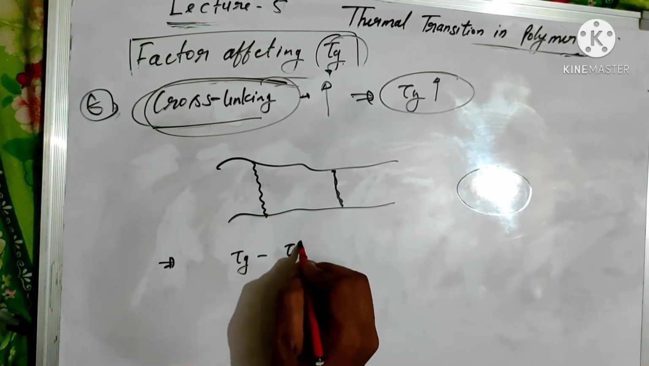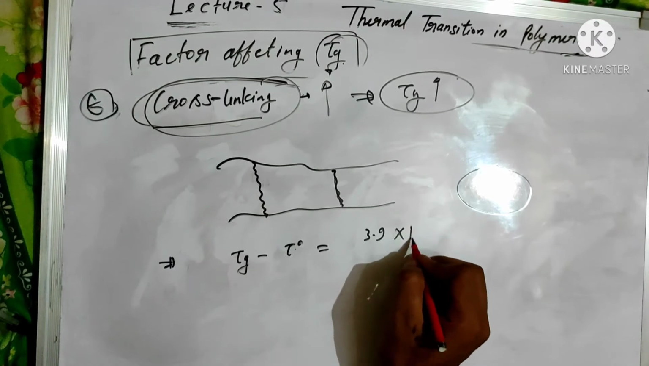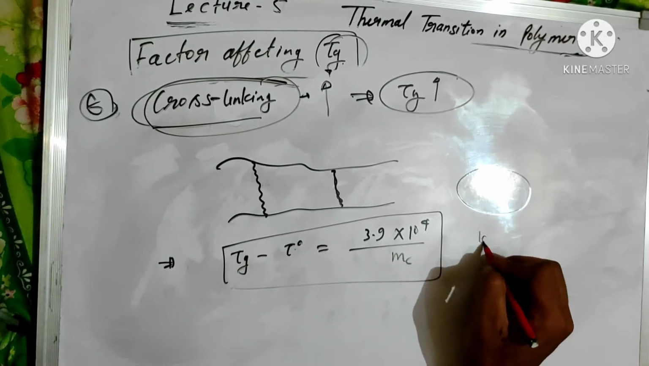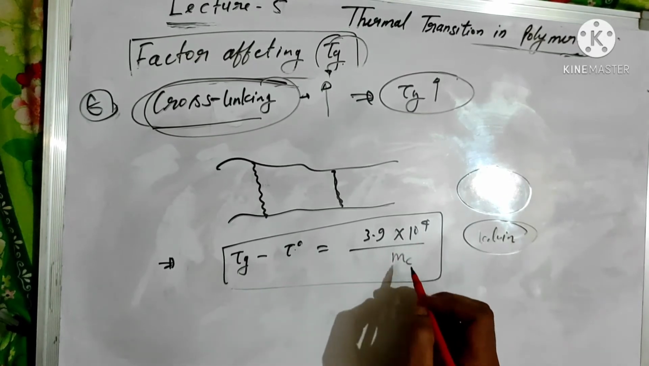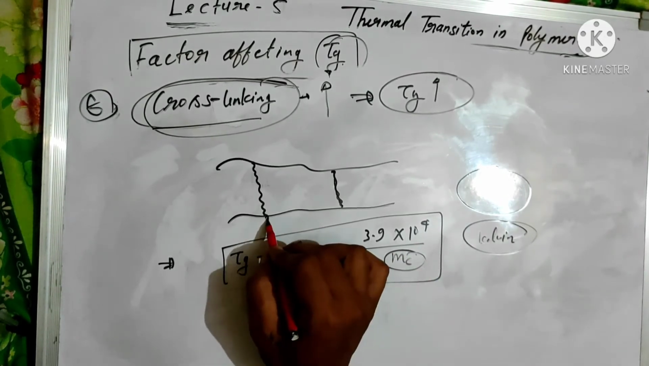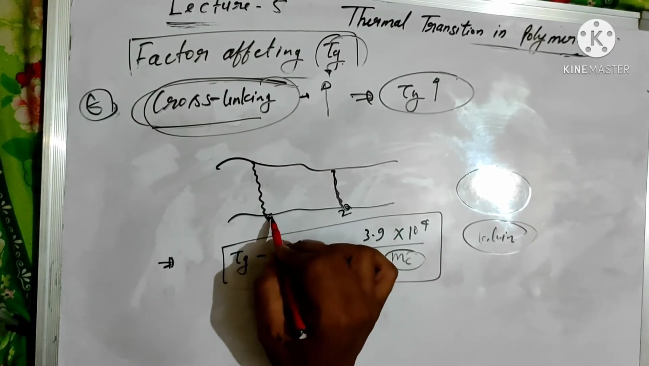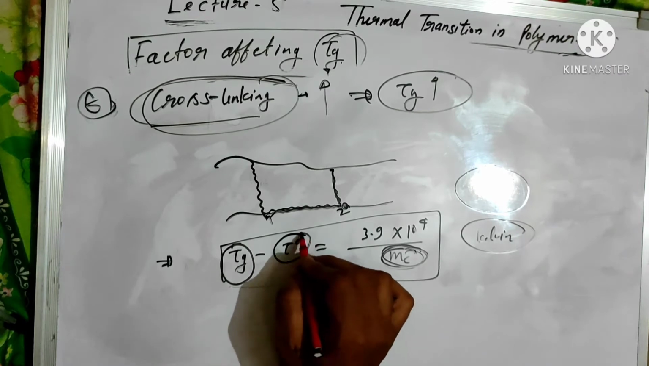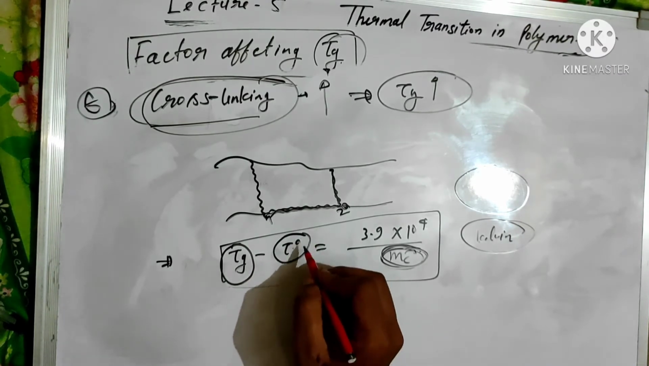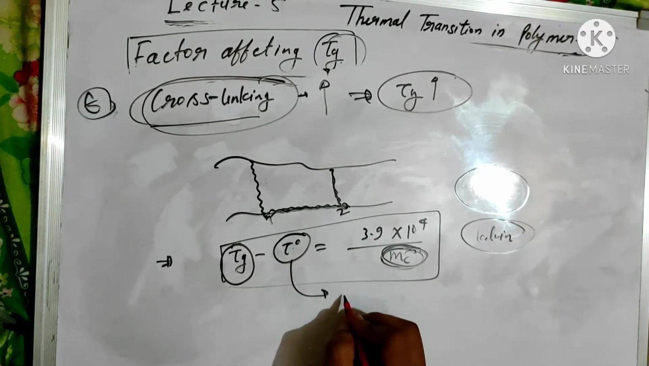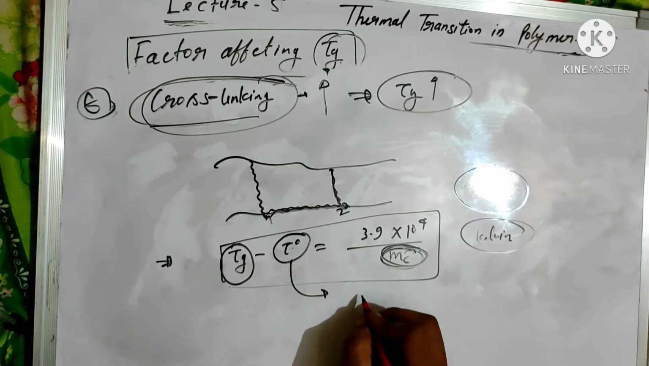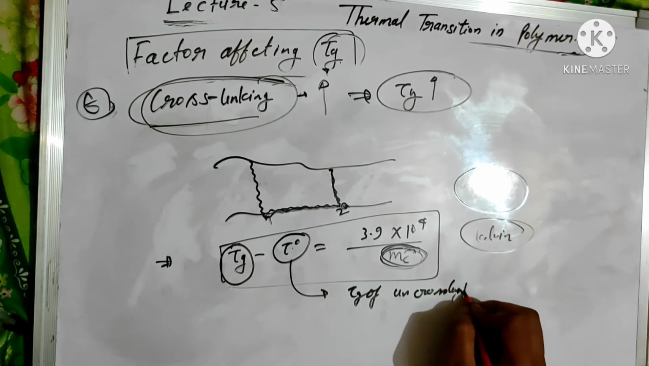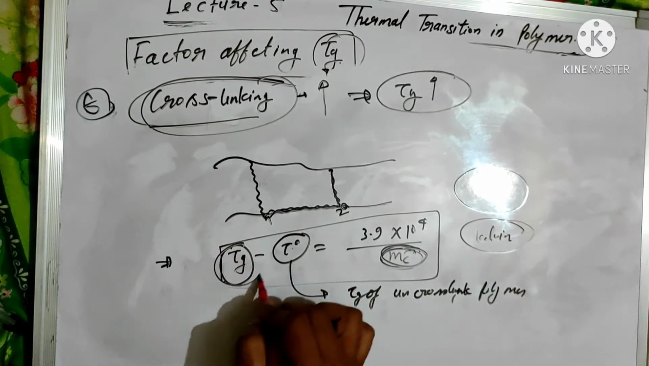Tg minus T naught is equal to 3.9 times 10 to the power 4 divided by Mc. Remember this formula, where Tg and T naught are taken in Kelvin, where Mc is the number average molecular weight between the two cross-link points. This is the two cross-link points. Here Tg is the glass transition temperature of the polymer and T naught represents the glass transition temperature of the polymer before cross-linking, the uncross-linked polymer, whereas this Tg shows the cross-linked polymer.